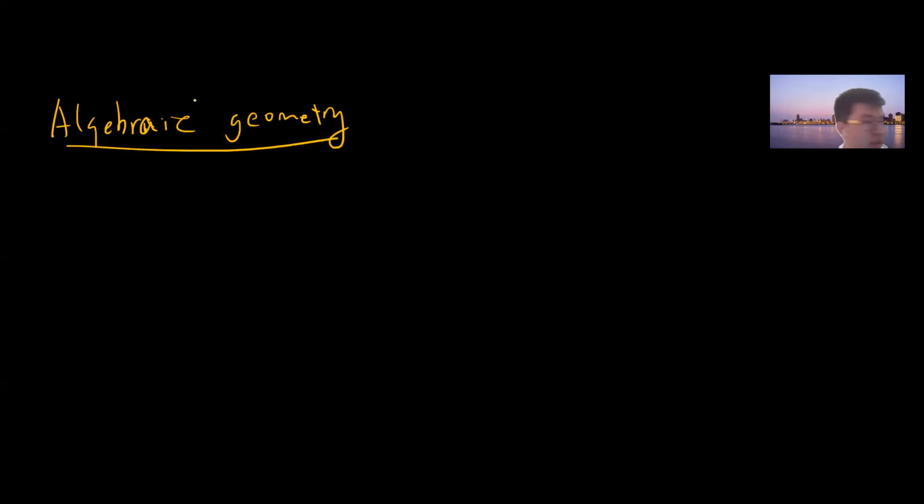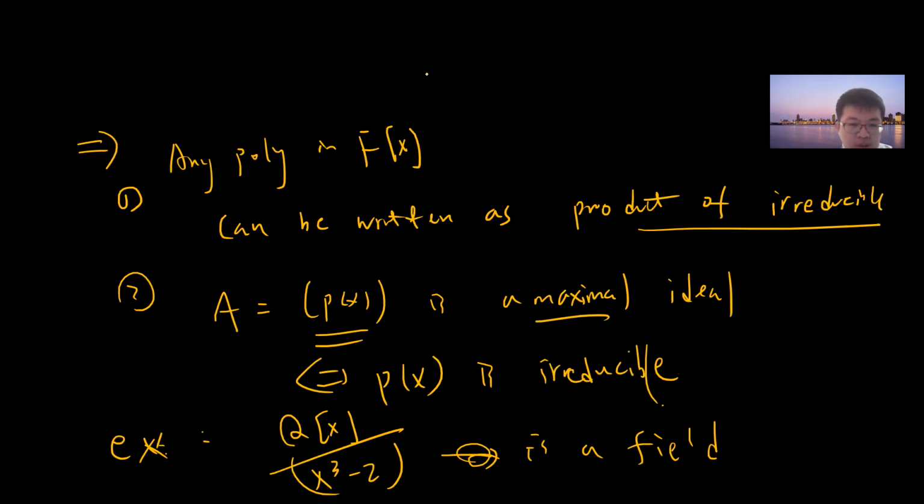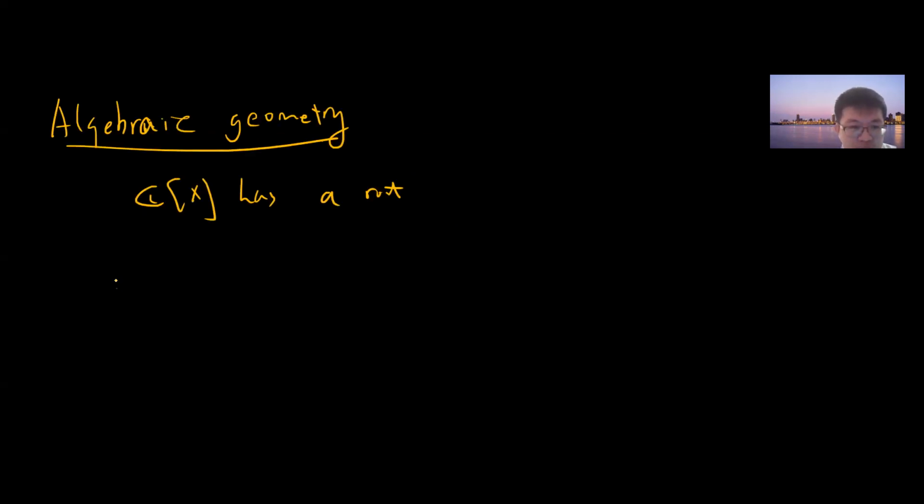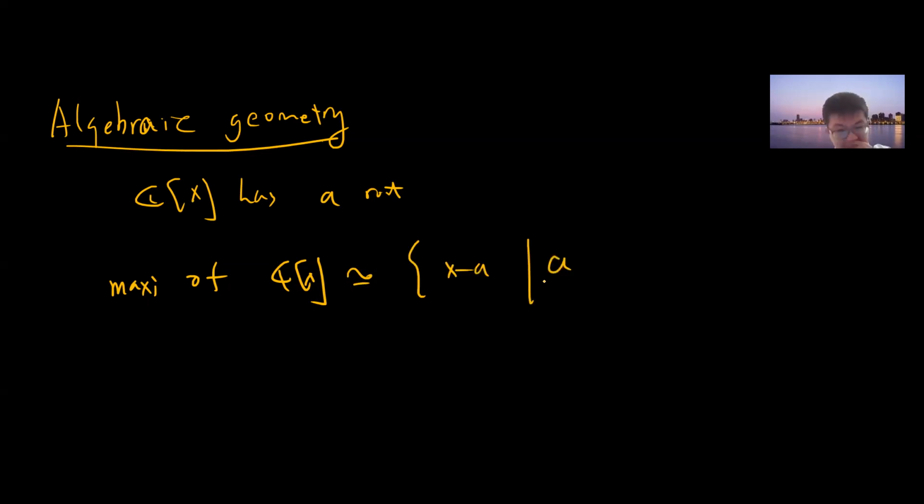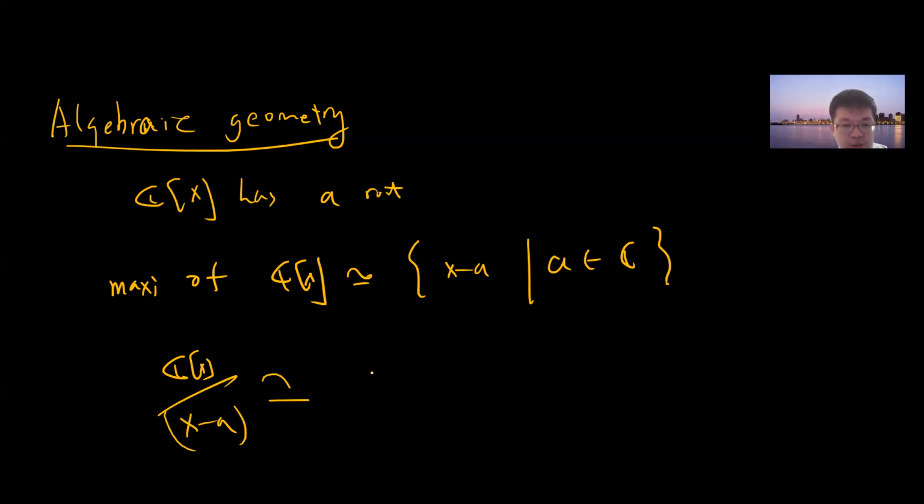From the fundamental theorem of algebra, you know that any non-zero polynomial in C of X of positive degree has a root. This tells you that any polynomial except for degree 1 cannot generate a maximal ideal. So the maximal ideals of the polynomial ring C of X must be of the form generated by x minus a, for a a complex number. You can check by yourself: if you quotient C of X by x minus a, this is the same as plugging in x equals a, so it is isomorphic to C, which is a field. So this is a maximal ideal.